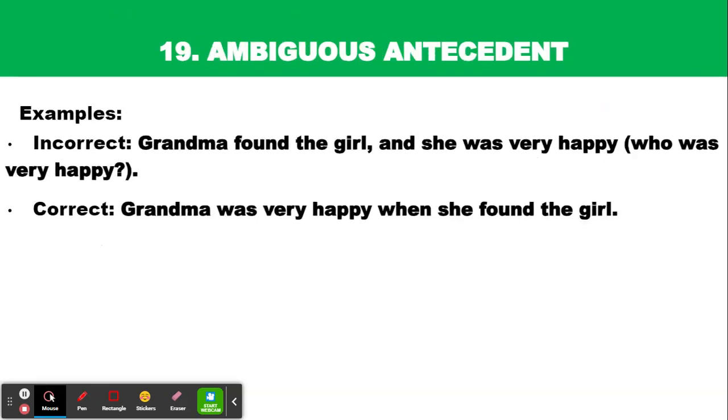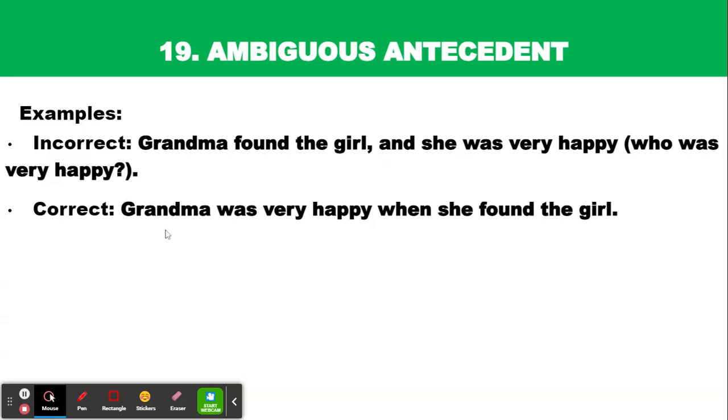Number 19, ambiguous antecedent. An antecedent is what came before. When we have a pronoun, for example, it is referring to a noun. So let's look at an example. "Grandma found the girl and she was very happy." The question is, who was very happy? Was it the girl that was very happy or was it grandma that found the girl?